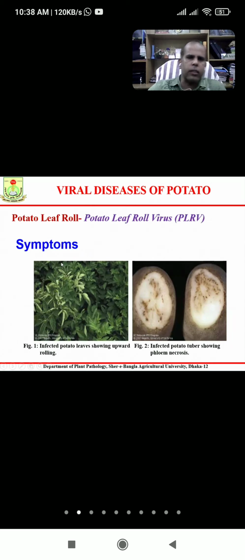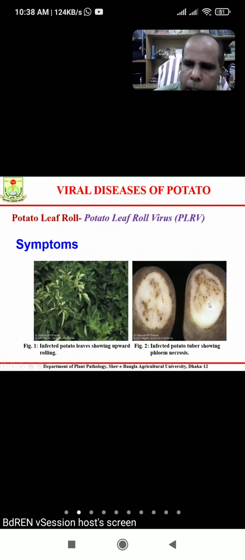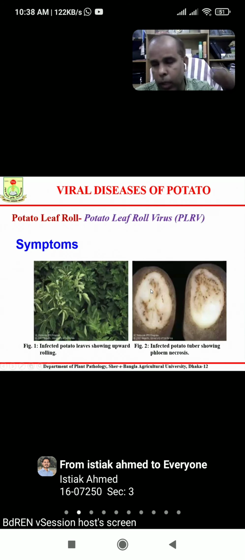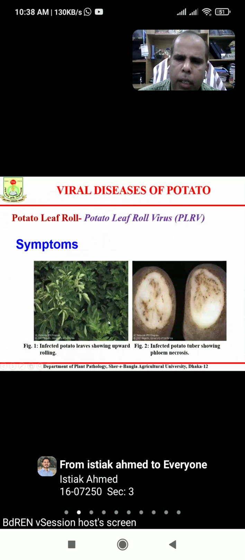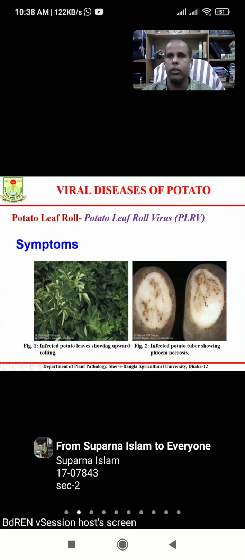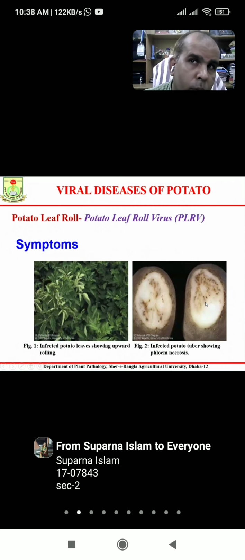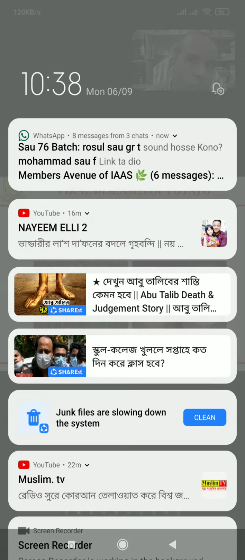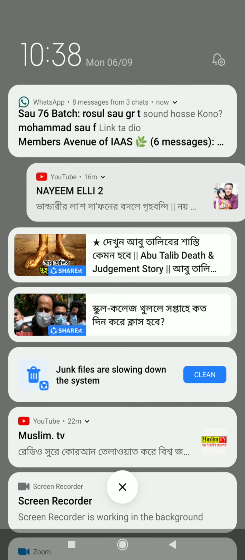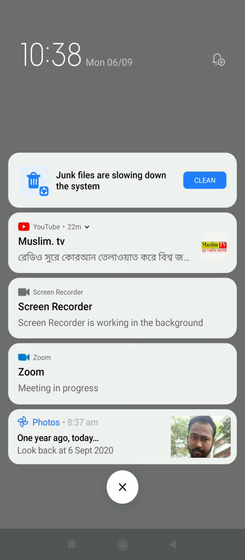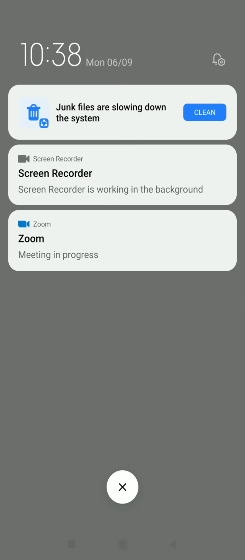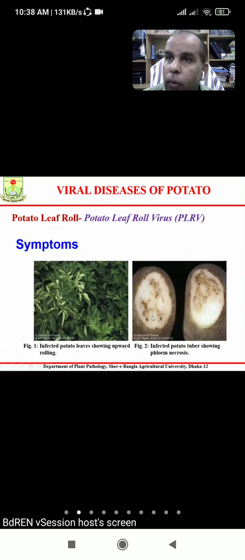And that symptom can also appear in the tuber that we collect from the infected plant, which shows the phloem necrosis. It is called the phloem necrosis. In the previous class I told you that soil-borne fungi and bacteria attack at the xylem level, and a virus attacks at the phloem level. That is why it attacks at the phloem level and the phloem necrosis appears. So this is the phloem necrosis.